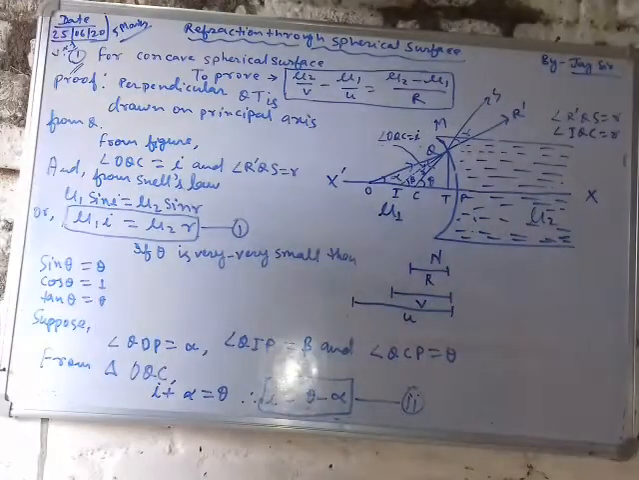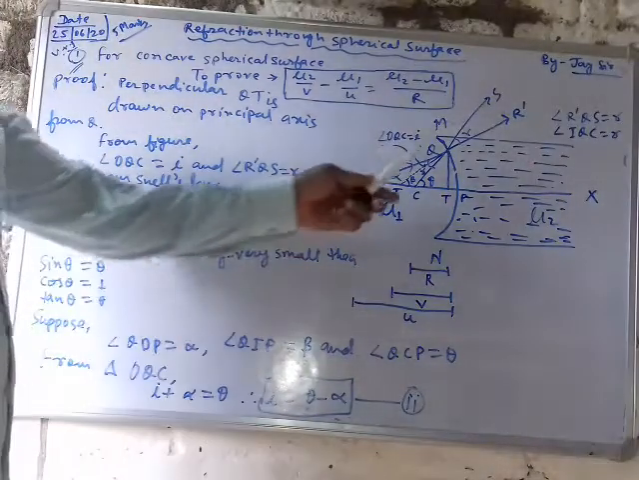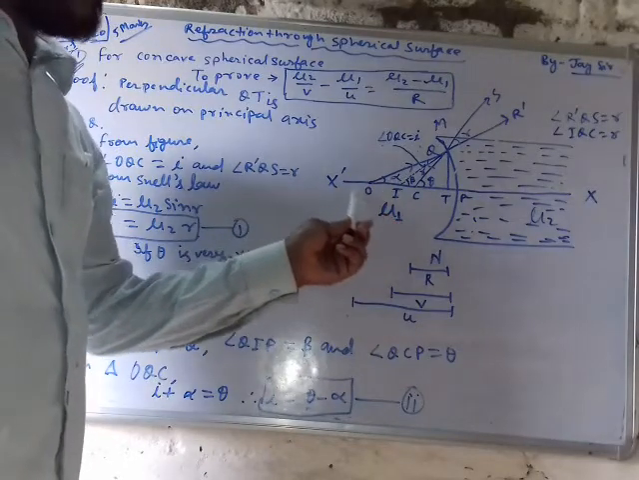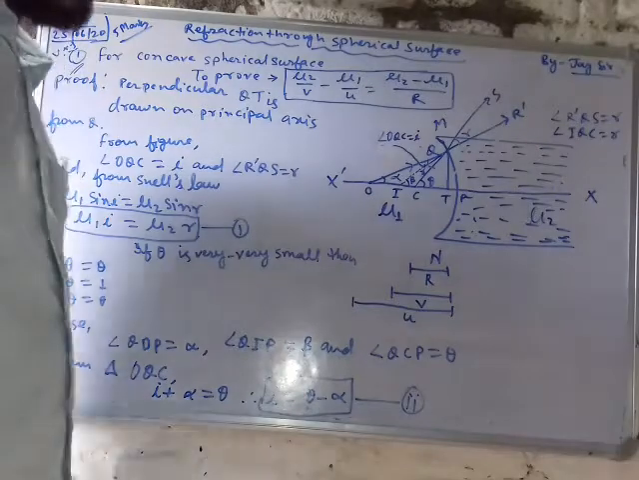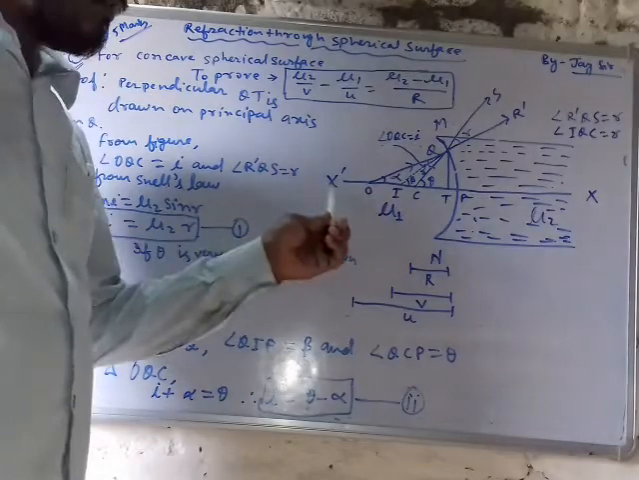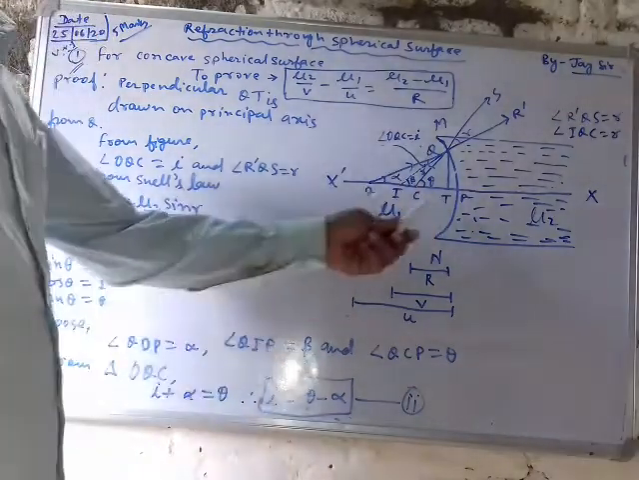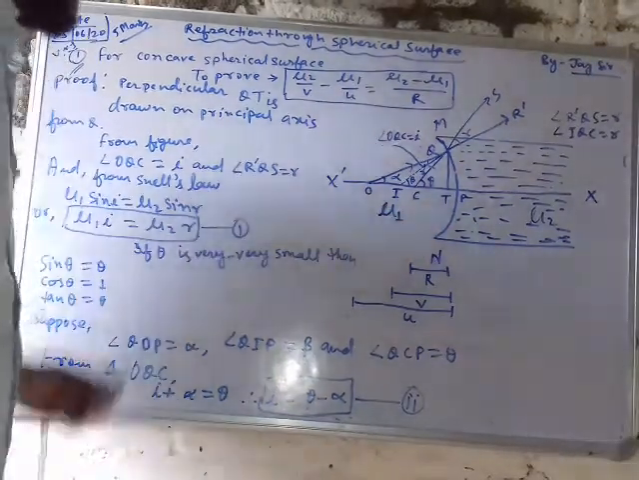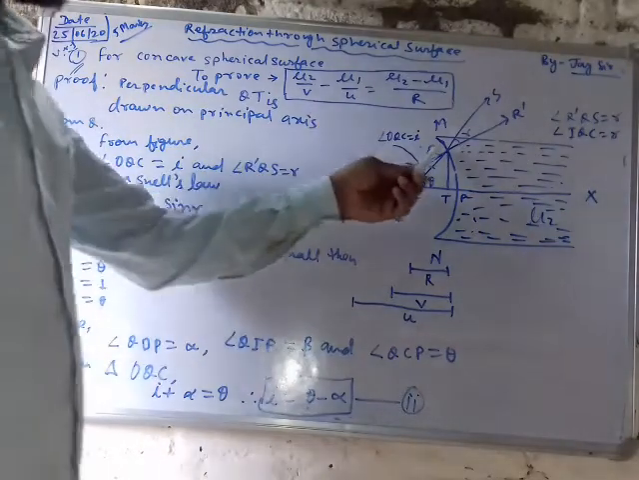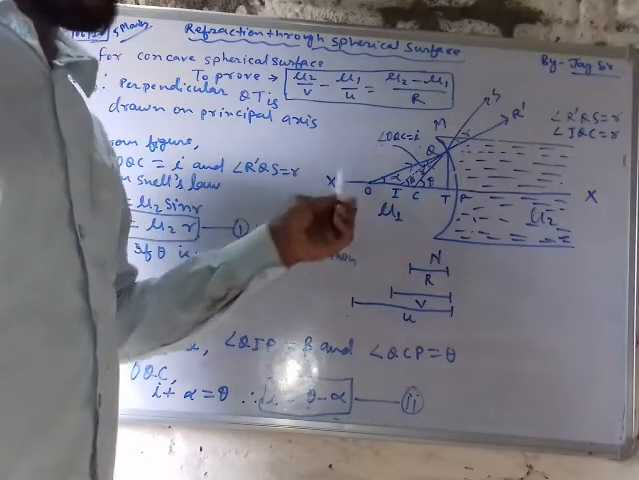Okay friends, further a perpendicular QT is drawn on the principal axis x dash, which meets at point T. From point Q, a perpendicular is drawn which meets the principal axis at point T.